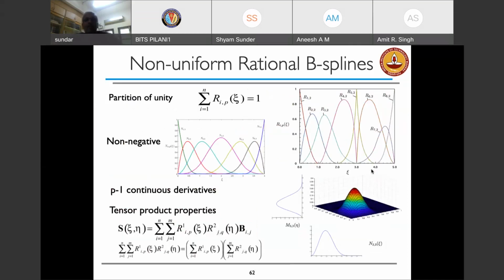And of course, non-uniform rational B-splines also have the nice properties of the finite element method. They satisfy partition of unity. They are non-negative. Like I said, we can generate higher order continuous functions quite easily, and they can be used within the finite element framework. So this is not possible if you have the conventional finite element approach.